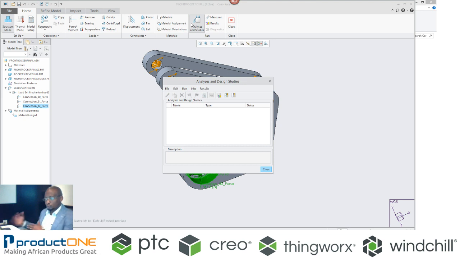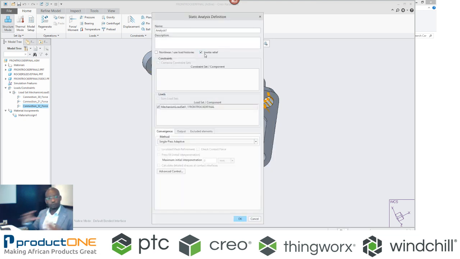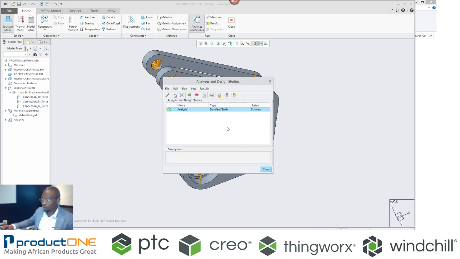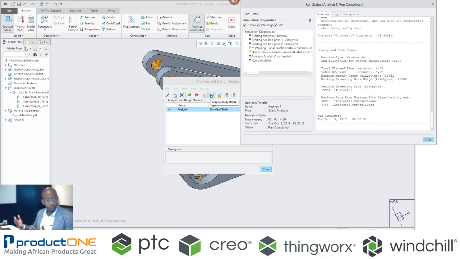And how do you do this analysis? I'm going to say create a basic static analysis. But because I'm interested in how that part achieves equilibrium and then comes back as a result of those forces, I'm going to say initial relief. And I'm just ready to run my analysis. If I'm running this analysis, you can also see what's happening to it. And it's actually finished now.